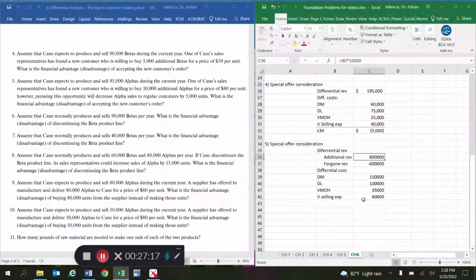Oops, I shouldn't have done that. Okay, so these are all going to be negatives. I should probably just put them as negatives. I should have done that from the beginning. Okay, let me do that. That way we're clear.